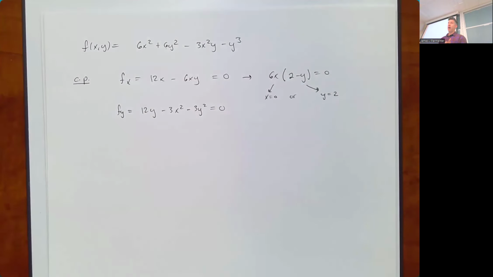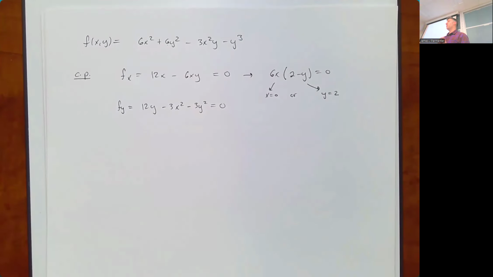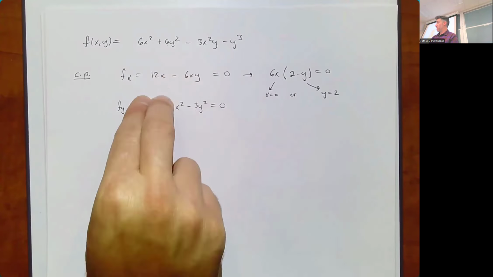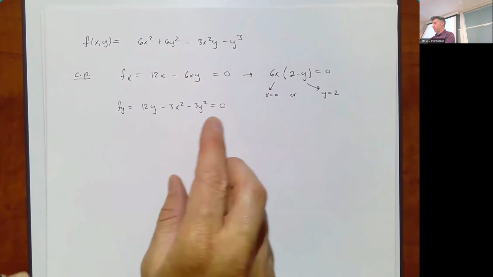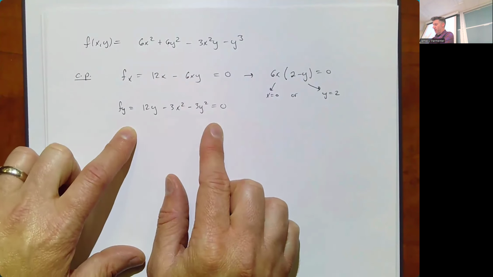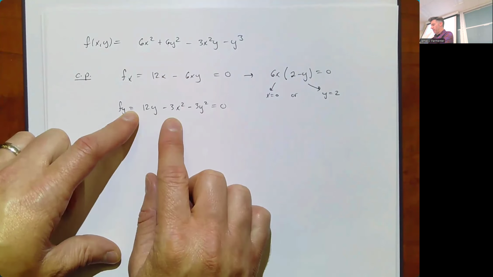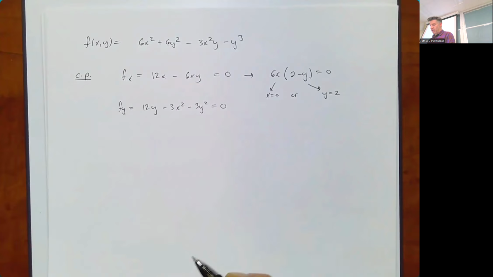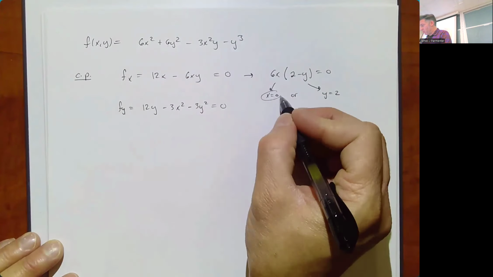I cannot stress enough, 0, 2 is not a critical point. Because to be a critical point, you have to satisfy both of these equations equaling 0 at the same time. You plug in 0, 2 here, sure, great. But if you plug in 0 for x and 2 for y down here, you're going to get 24 minus 0 minus 12, which is not 0. So what we do with this information is we take each one of these as their own thing.